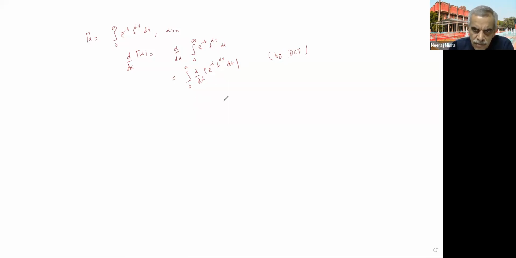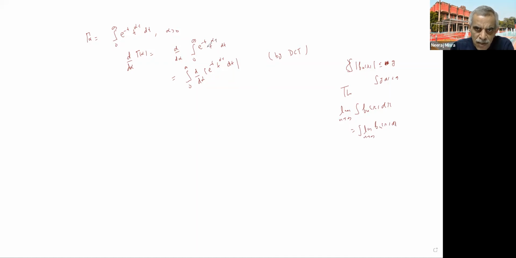What does the dominated convergence theorem say? If the modulus of f_n(x) is less than or equal to g, and the integral of g is finite, then you can change the limit and integral sign. That is what it says. So that is what is happening over here.